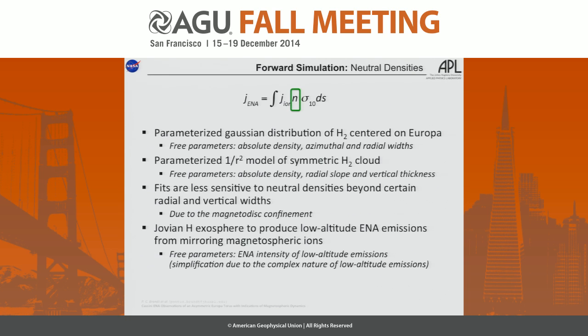Please note that a lot of these free parameters, you can sort of fix them at beyond some point, because the fits are less sensitive to the neutral densities beyond certain radial and vertical widths. And this is largely due to magnetodisk confinement as well. We did have a third component in there, basically reproducing the low-altitude ENA emissions, the Jupiter-centric emissions. And we turned out to actually put the free parameter at basically the ENA intensity itself, just to be able to scale this up and down. It's much, much less than a pixel, but it can be very strong.